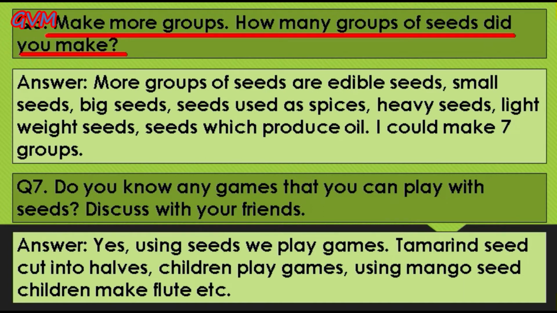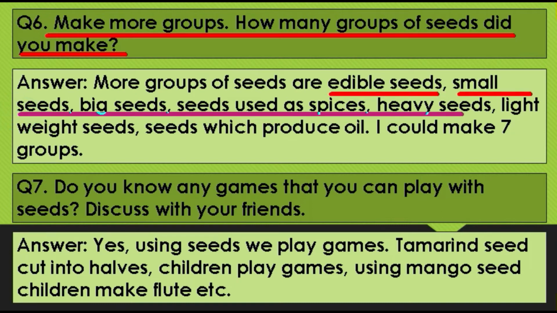Now students, as in your seed chart activity, we categorized seeds on the basis of their texture, color, and shape. In the same way, you have to group seeds on some more criteria, like edible seeds, small seeds and big seeds, seeds used as spices, heavy seeds, lightweight seeds, seeds which produce oil, etc. And lastly, you have to check your observation on how many criteria you could make groups.